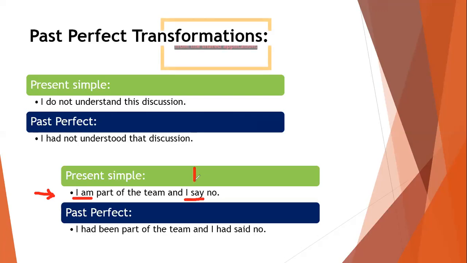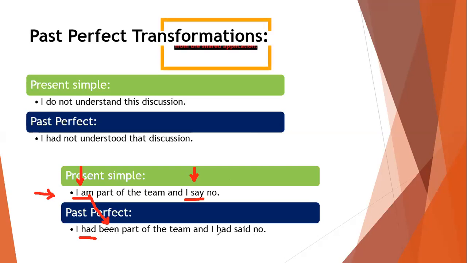So both fragments are active, which means that we are going to change both. So as you can observe, in the substitution is no longer am, but is being, because we have the had. We insert the had, I had been part, yo había sido parte del equipo. Ya no es, I am part of the team, ya no soy parte del equipo. I had been part of the team, yo había sido parte del equipo, and I had said no.